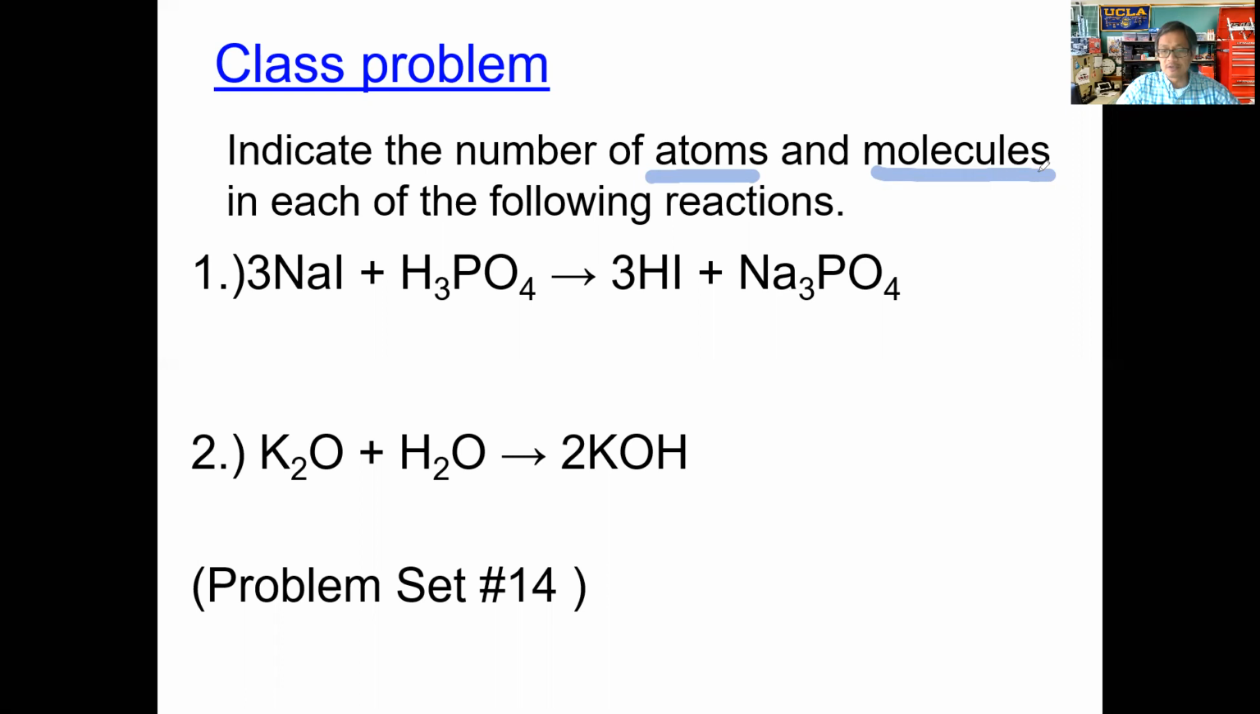And then we'll use this to move forward, and we'll talk about how we can interpret these equations in terms of moles, in terms of mass, and also in terms of volume, especially if the reaction involves gases at STP.